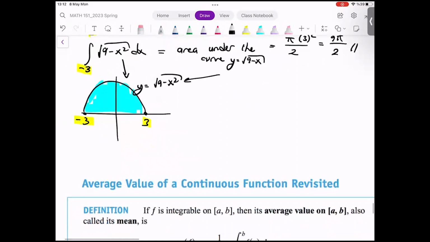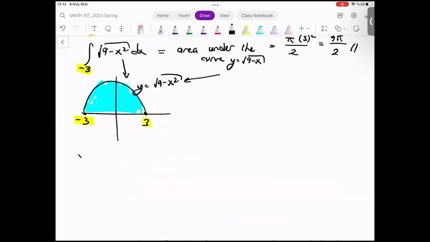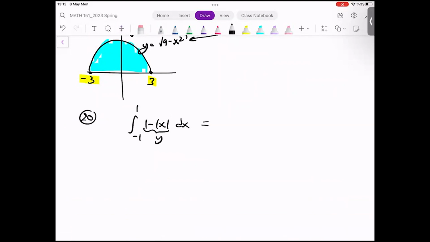Okay, let's choose another question from this group. For example, 20. Now, let's try to understand this definite integral. Let's try to compute it by using the geometric meaning of it. This is the question now. All we need to do is to draw a graph for this y function, right? If we can draw the graph, then we can try to find the area under it.